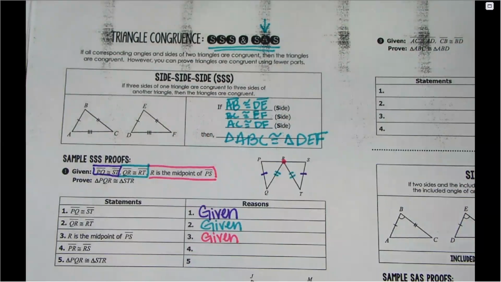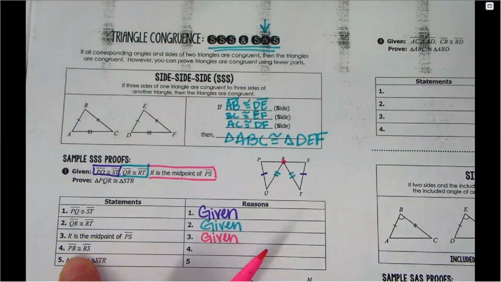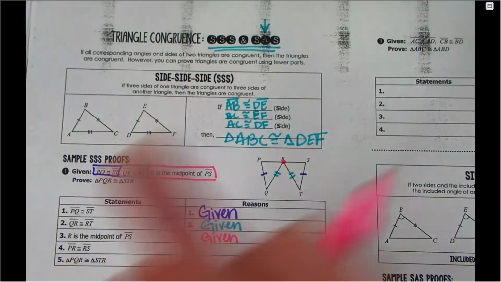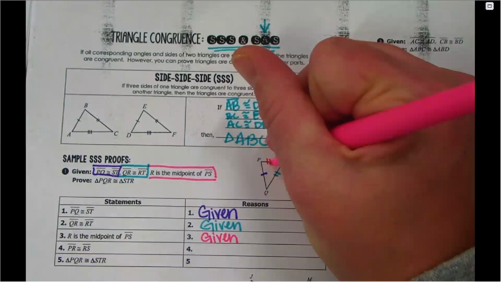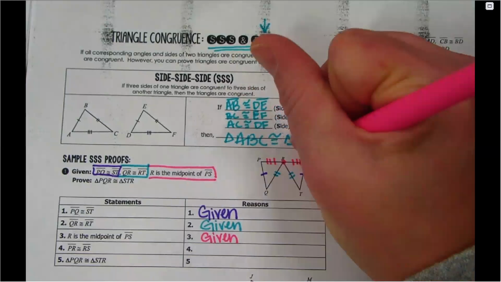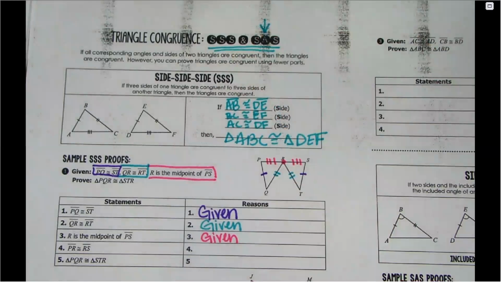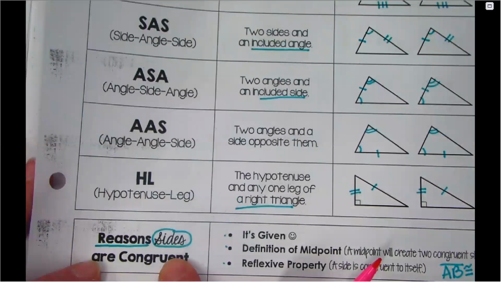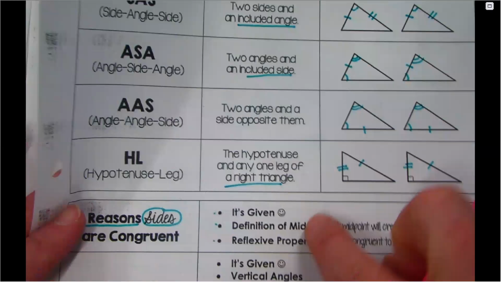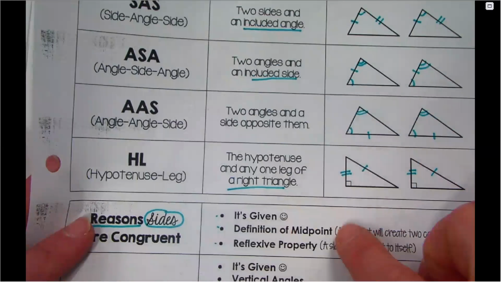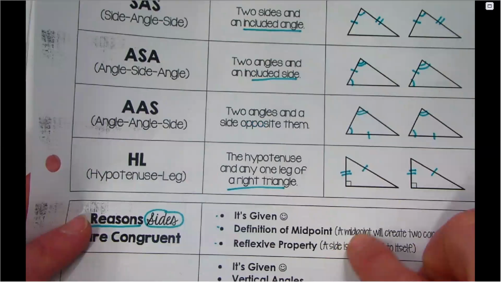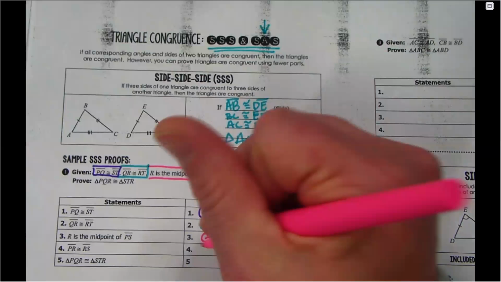Then after the given, look at the next statement. Line segment PR is congruent to line segment RS. Why are those 2 things congruent? The midpoint cuts it in half. Now look, it's a side. So you only have its given, definition of midpoint, or the reflexive property? So which one is appropriate for our situation? Definition of midpoint.